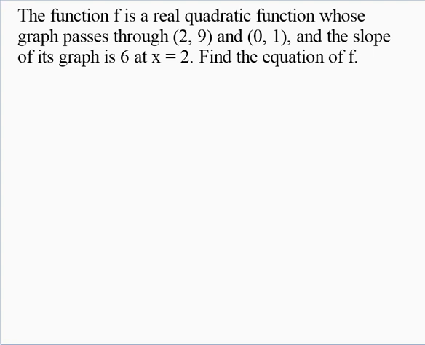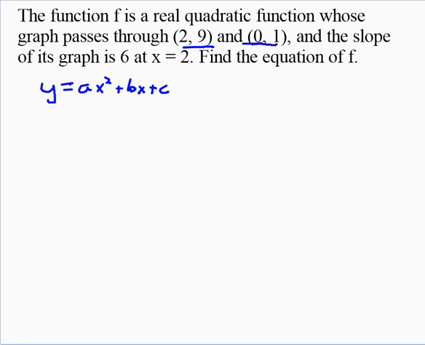Next, we have a function f, a real quadratic function whose graph passes through (2, 9) and (0, 1), and the slope of the graph is 6 at x equals 2. Well, the fact that we have these points here is going to help us figure out a couple things. So what we're going to first do is take just a general quadratic function form. So let's say y equals ax squared plus bx plus c. And we're going to use both of these points.